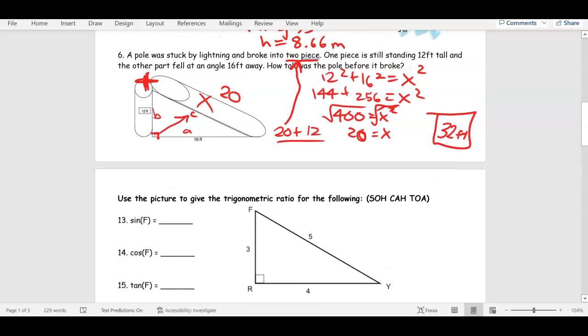So again, that's how you do it with trig. You have to add the 2 parts, the 2 pieces at the very end to get the total of the pole that was struck by lightning to get the original height before it fell over. Okay, don't just look for the one piece that broke the whole thing.